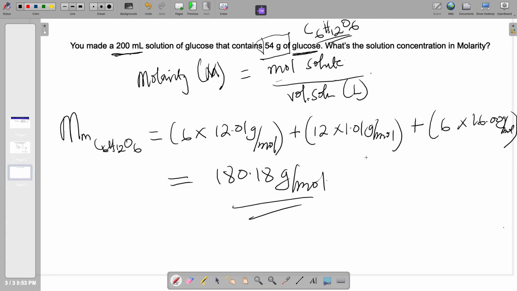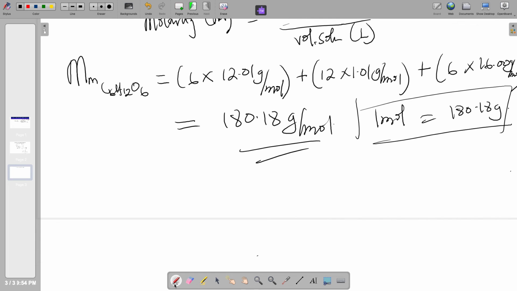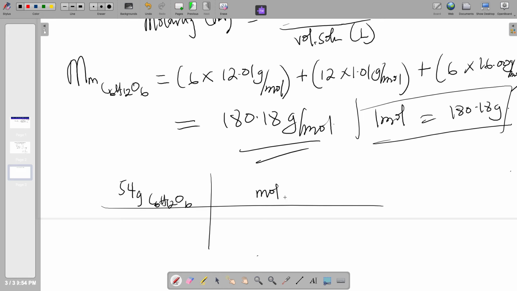So what this says is for every 1 mole of our glucose, it weighs 180.18 grams. That is our conversion factor right there. Once we understand this, we can draw a table and go from grams to moles. We've been given 54 grams of our glucose, C6H12O6. Now we want moles of our glucose, so moles of C6H12O6 on top, then grams of C6H12O6 at the bottom.